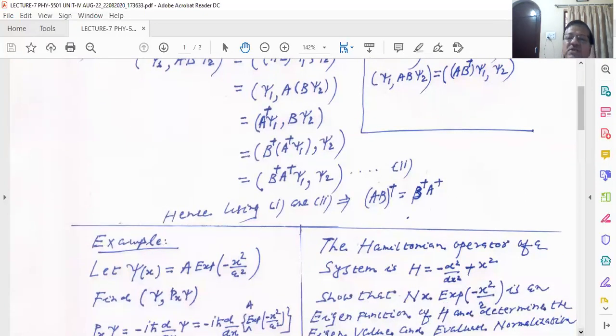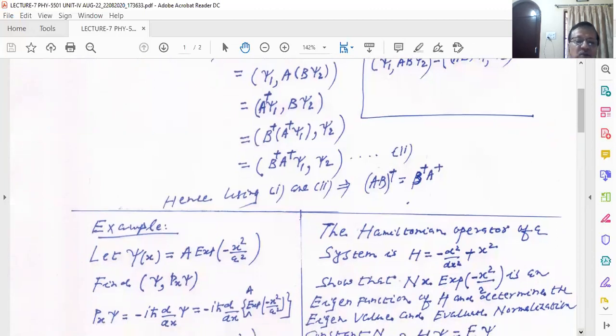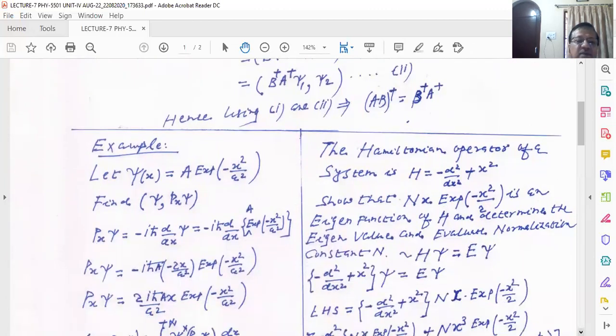Today I'm going to discuss some problems only. So you see, I have another example which I consider. Let us consider that you have one eigenfunction psi of x given by a constant a times the exponential of minus x squared over a squared. This is our eigenfunction, and you have to find the scalar product of psi with p_x psi.